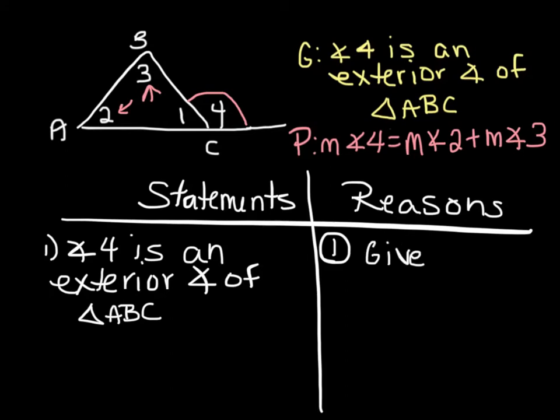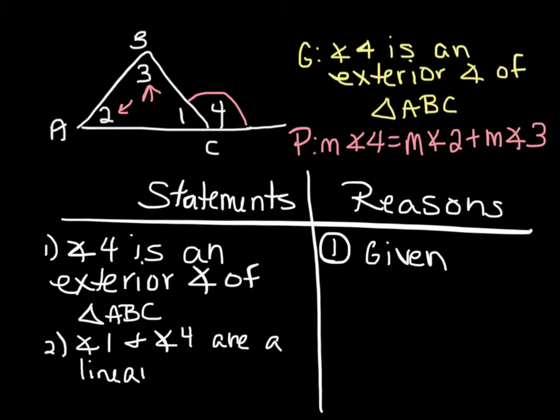So now we have to talk about what we know from this diagram and from the information that we have. Well, I know that angle 1 and angle 4 are a linear pair. And how do I know that? Well, our definition is that they are supplementary and adjacent. So step 2 is the definition of linear pair.